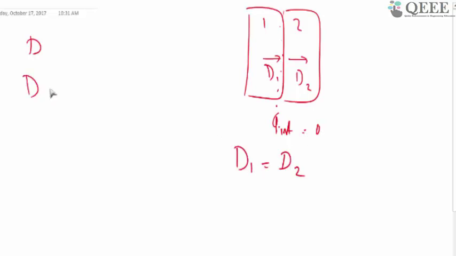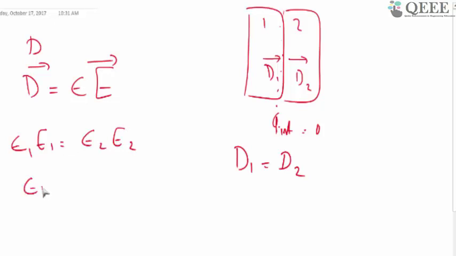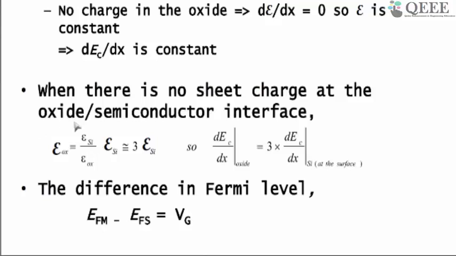D is nothing but epsilon times the electric field. These are vectors, this is the displacement vector. So epsilon 1 E1 should be equal to epsilon 2 E2. In this case we have epsilon ox times the field inside the oxide equal to epsilon silicon times the field inside the silicon. So if you know the electric field inside one material, it could be oxide or semiconductor, you can always find the electric field on the other side. It goes by the ratio of their dielectric constants.